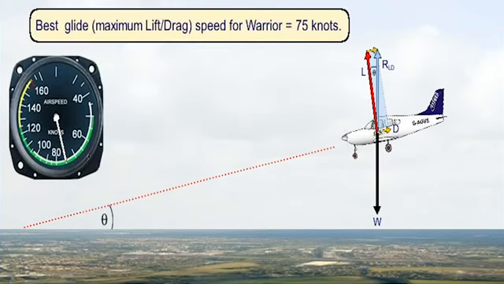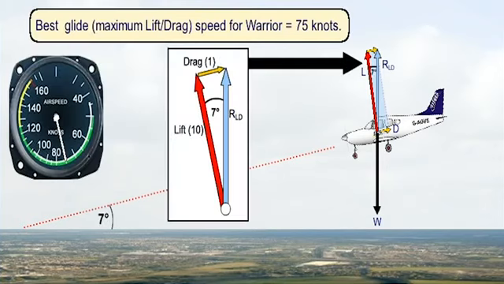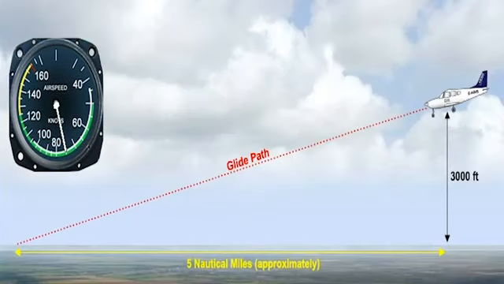For the Warrior, that speed is 75 knots, giving a maximum lift-drag ratio in the order of 10 to 1, and a best glide angle of about 7 degrees. In practice, of course, a pilot would want to remember this information in the form of his aircraft's best glide performance. That's to say that in still air a Warrior would glide some 5 nautical miles from 3,000 feet at an airspeed of 75 knots.